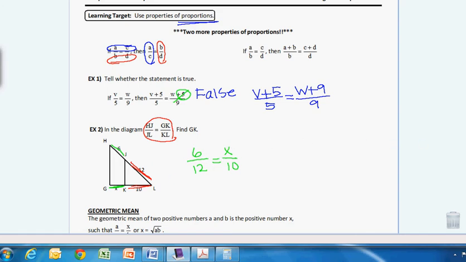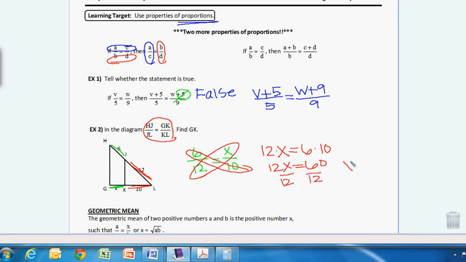So I am going to cross multiply. 12 times X is going to be equal to 6 times 10. Then I have 12X equals 60, and divide by 12 on both sides. So X equals 5. X is GK, so we are answering the question: GK is 5.